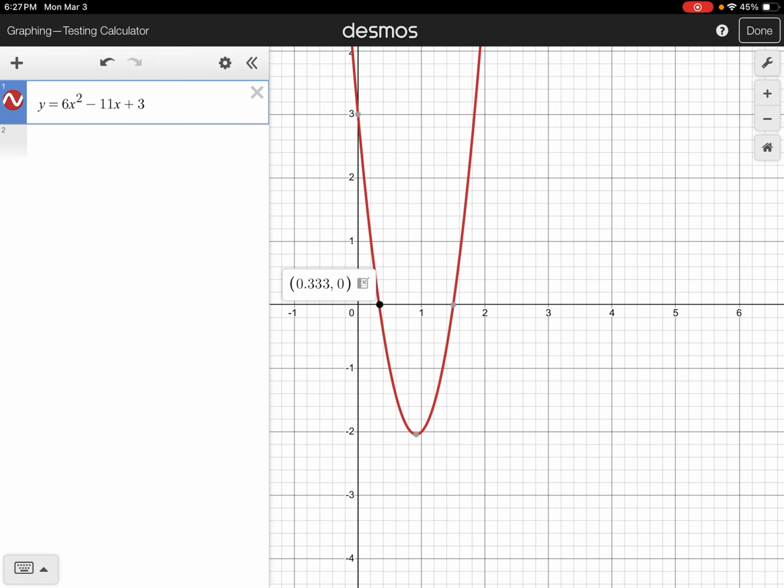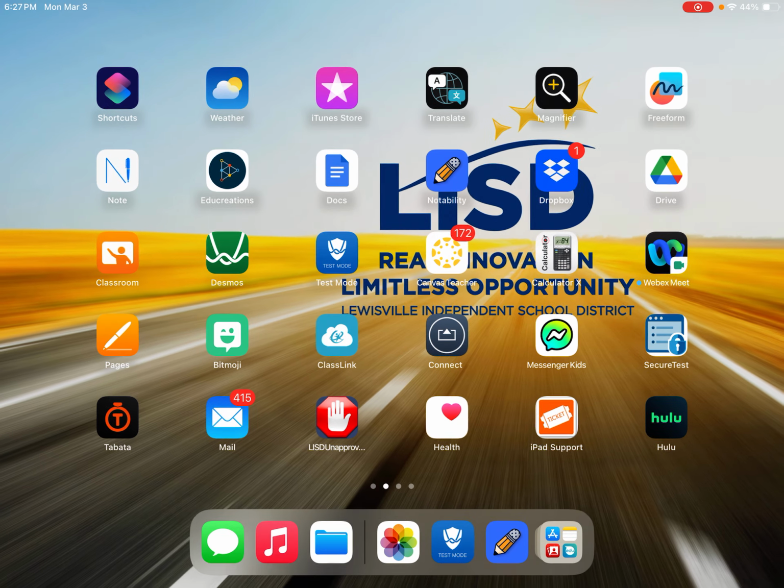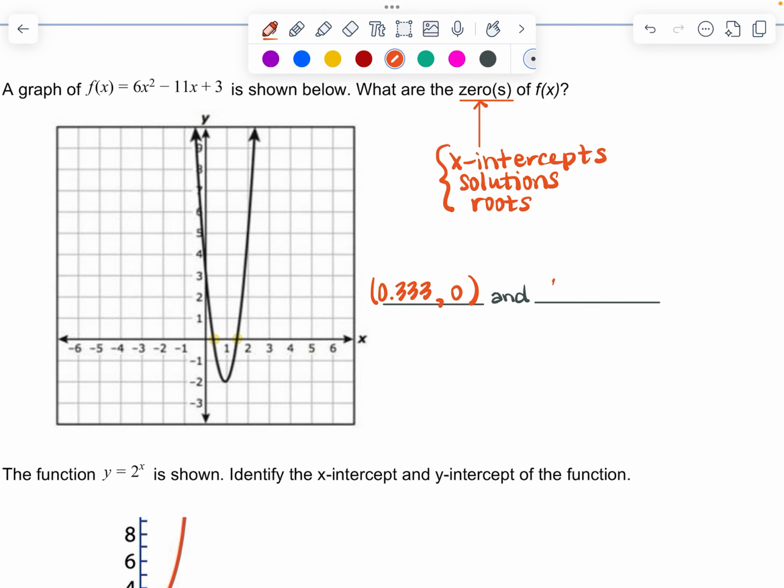And then I'm going to go back to Desmos and tap on this gray dot. And it says 1.5. Exactly. So (1.5, 0). So Desmos to the rescue, so we don't have to eyeball it and try to just guesstimate. That's going to be 1/3. So if you want to write 1/3, you certainly can. But 0.333 is fine.